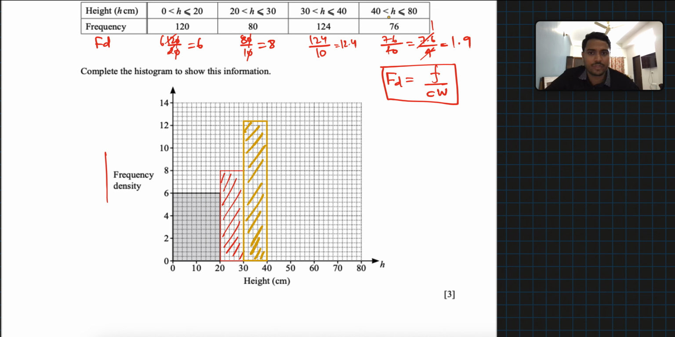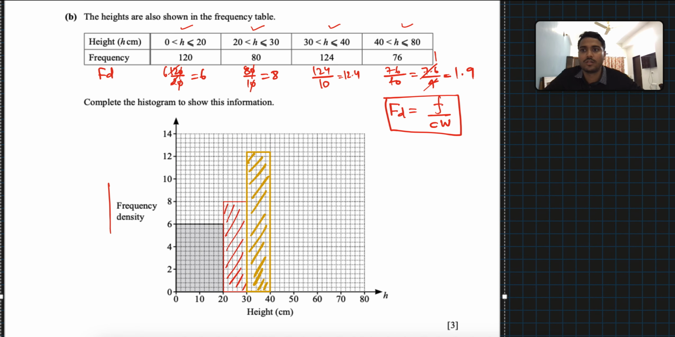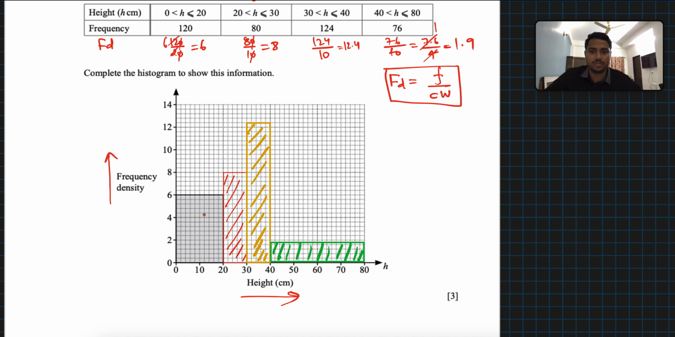And the last one is 40 to 80, which is 1.9. 1.9 is going to be a little less than 2. So here 40 to 80 will be like this, and then let's just shade it. So yeah, this is the answer. This is frequency density here and height here. So yeah, done. Let's move on.